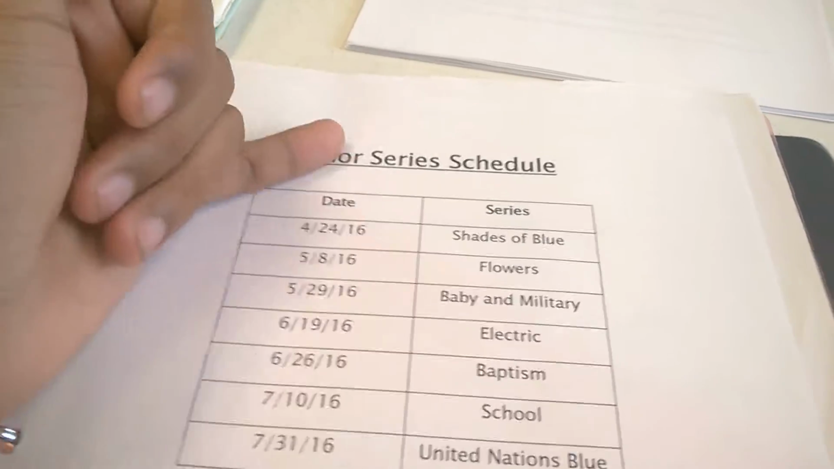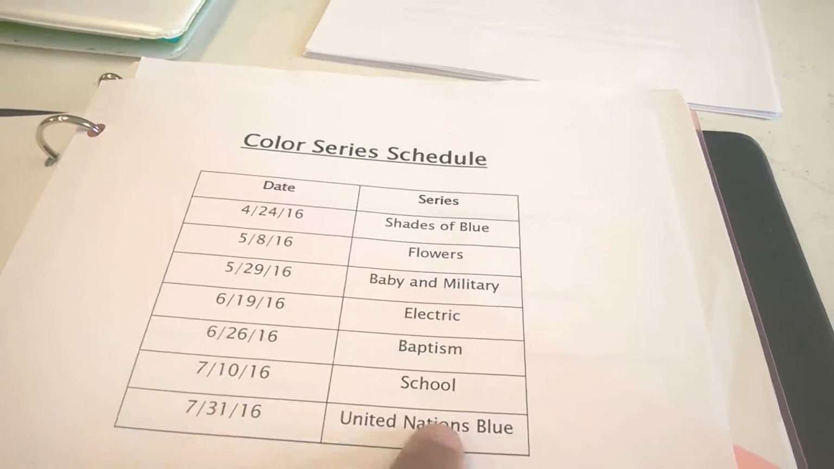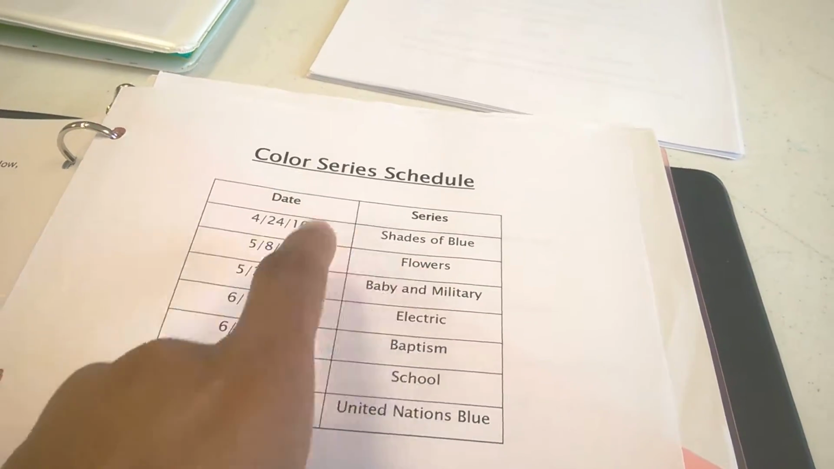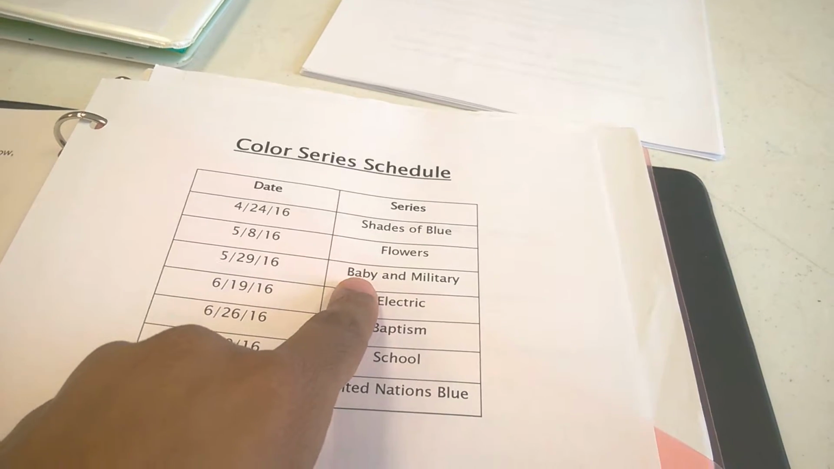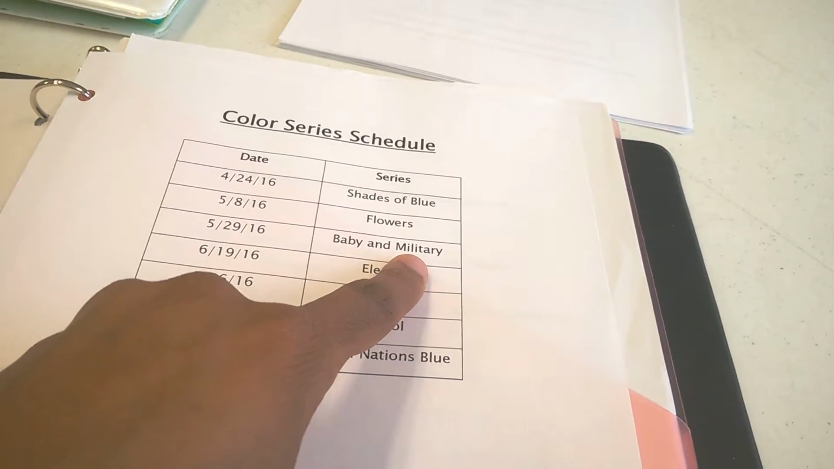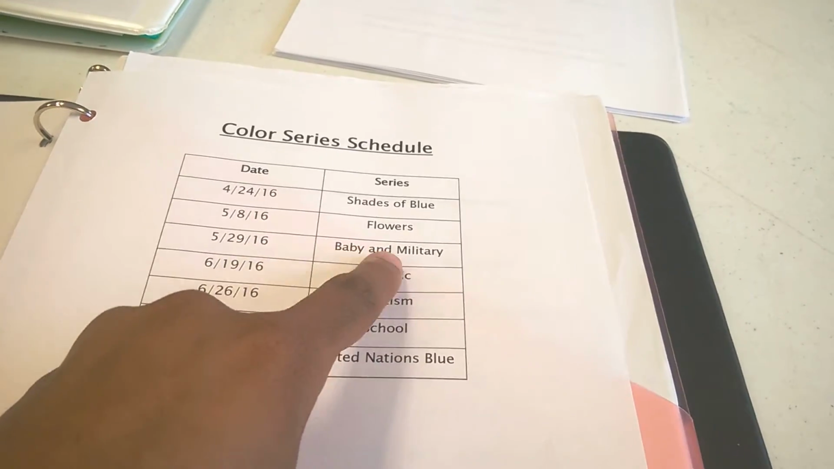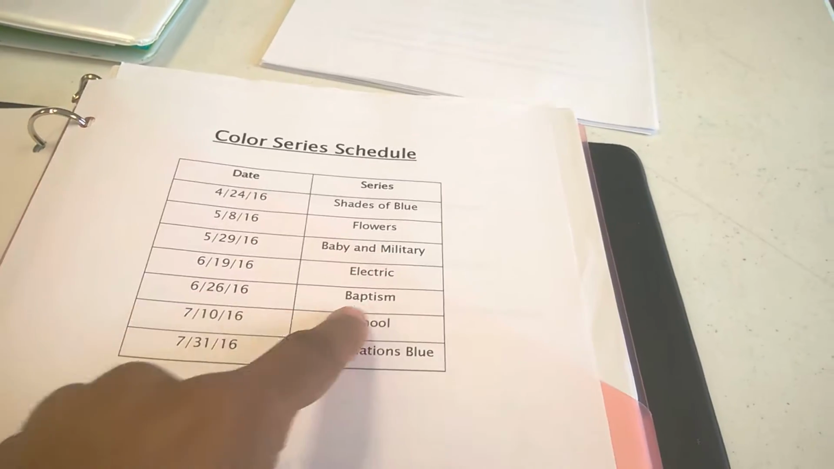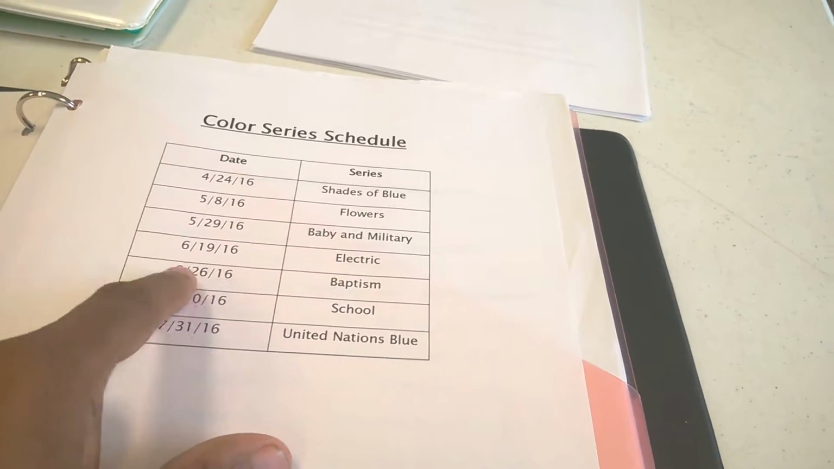And then when are we actually going to do it? Like I said, that was Mother's Day. We had flowers. We had a baby dedication, and that was the Sunday before Memorial Day. So we did both of those on that day. We had electric for Father's Day, baptism. That actually didn't happen. We were supposed to have a baptism that day.